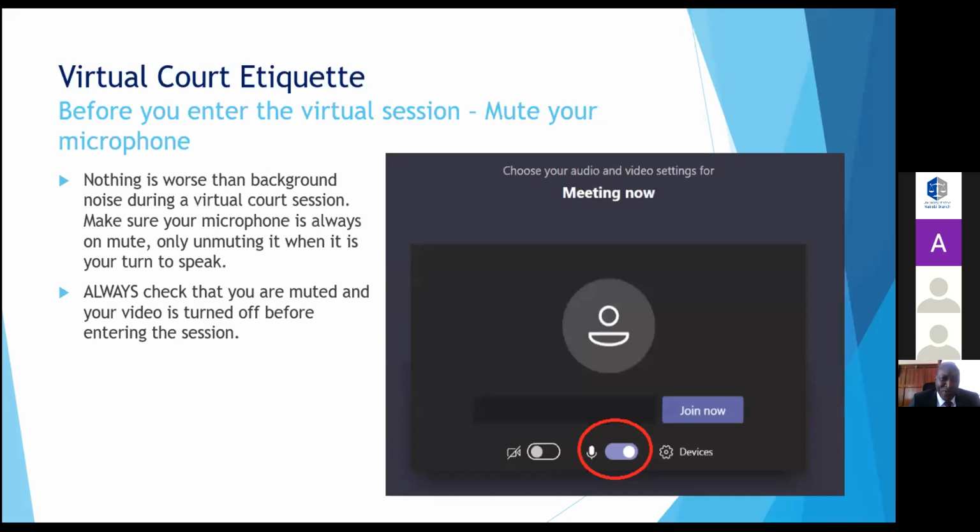Mute the microphone at all times as you enter the virtual court. It's very, very important. There is nothing that is worse than background noise during the court session. It is important, therefore, that the microphone is always muted, only to unmute when one is to speak. Always check that you are muted and your video is turned off before entering the session.